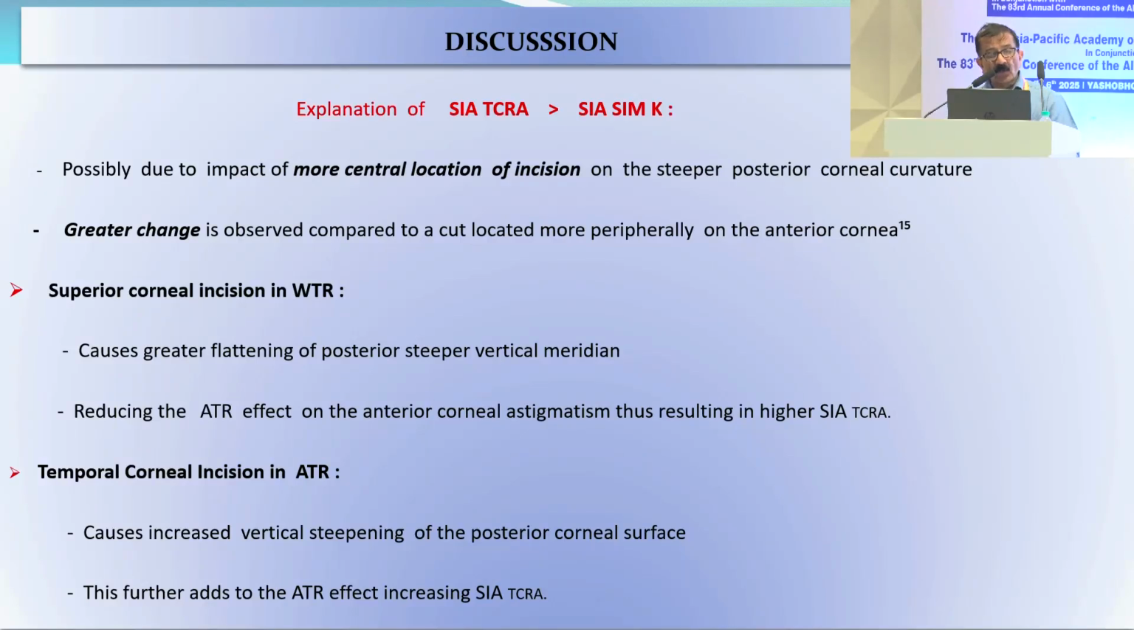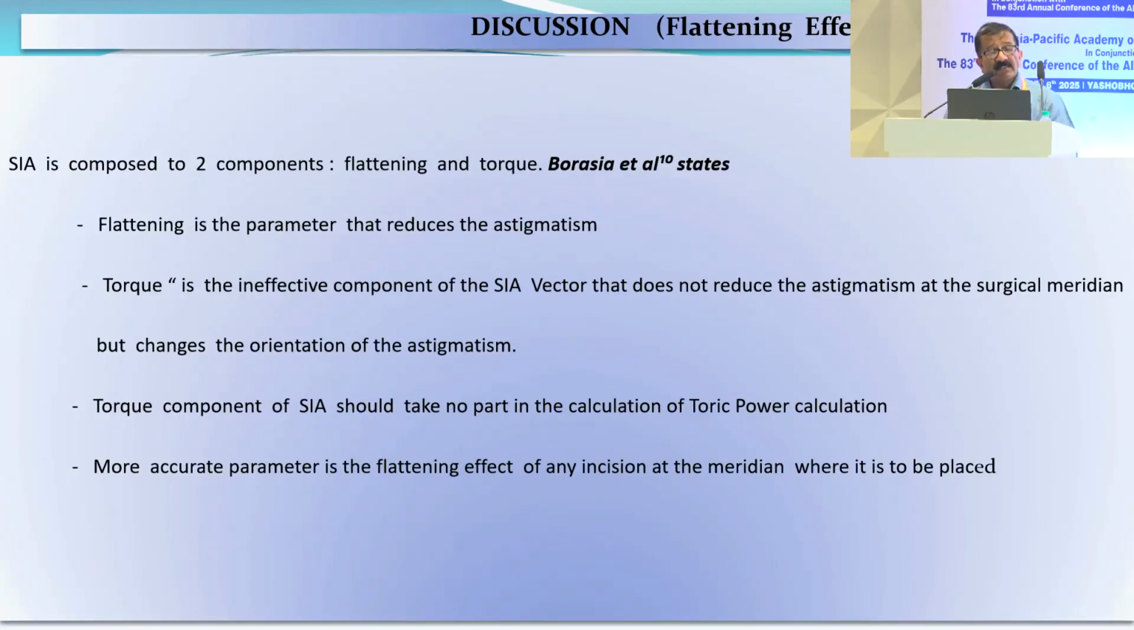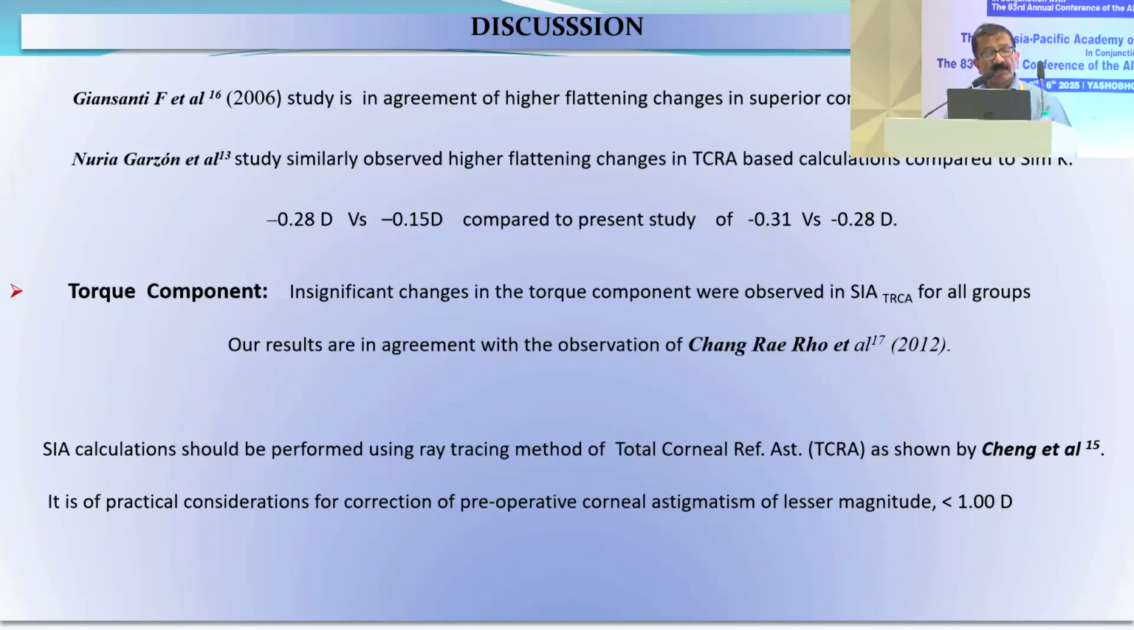And for the temporal corneal incision in ATR, it causes increased vertical steepening of the posterior corneal surface, thus further adding to the ATR effect, increasing the refractive astigmatic SIA. Now, SIA is composed of two components, the flattening and the torque. Butarita said that flattening is the parameter which reduces astigmatism, and the torque is basically an ineffective component of the SIA. It should not be input in the calculations.